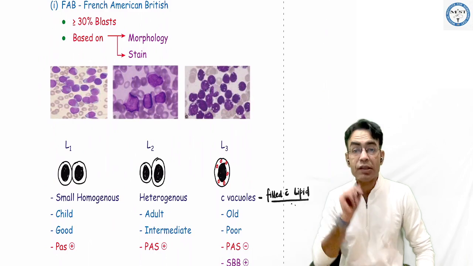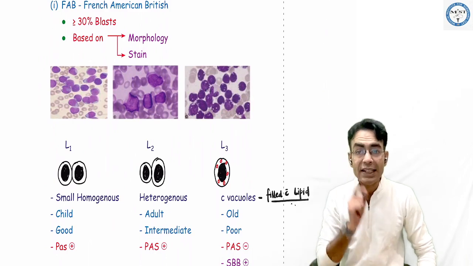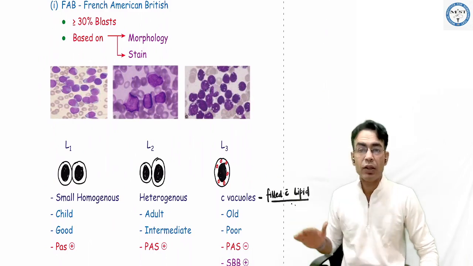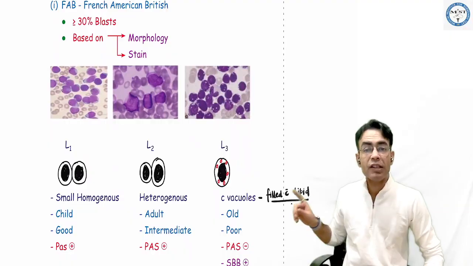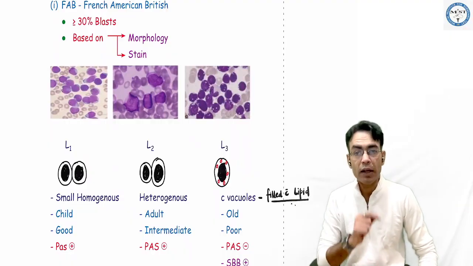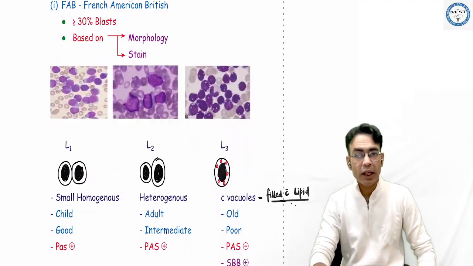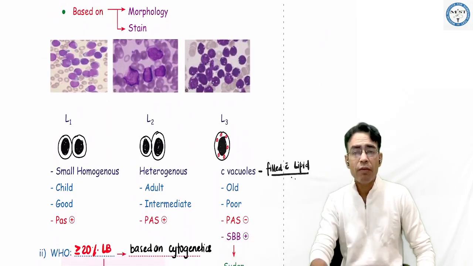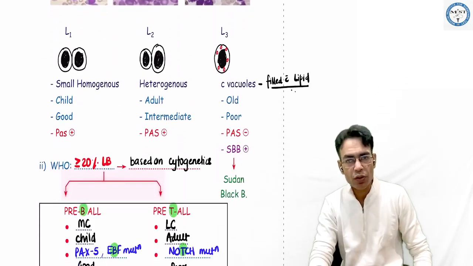This vacuole is filled with lipid. Normally for a lymphoblast, what are the stains we discussed just now? PAS and TdT. But this L3 will be negative for that. And what is it positive for? The stain for lipid. What is the stain for lipid? Sudan black B. So SBB positive. Okay, this is your FAB classification. We're not following this classification now, but still I've told you.